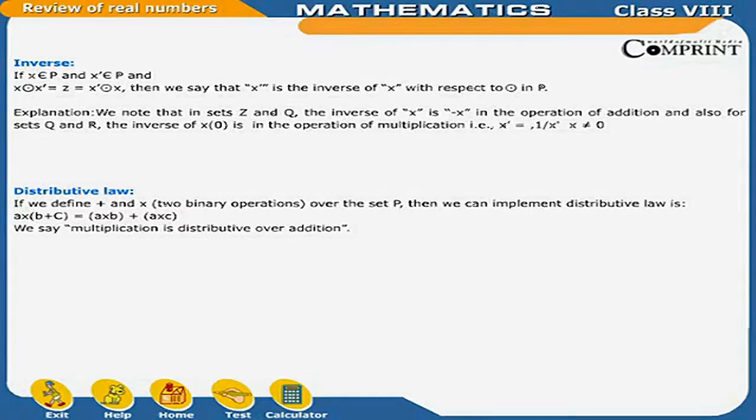Distributive law. If we define plus and multiply as two binary operations over the set P, then we can implement the distributive law, which is A into (B plus C) is equal to A into B plus A into C. We say that multiplication is distributive over addition.